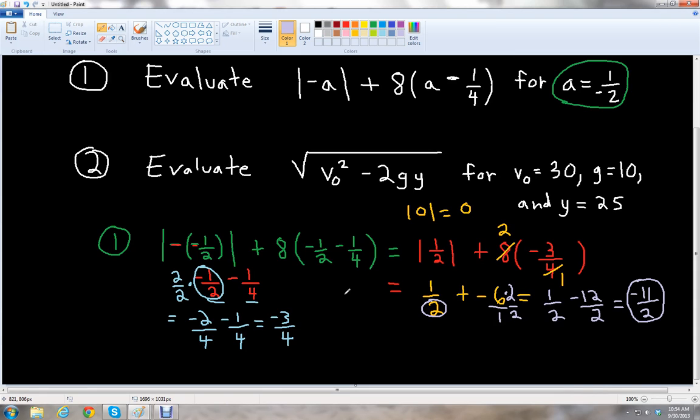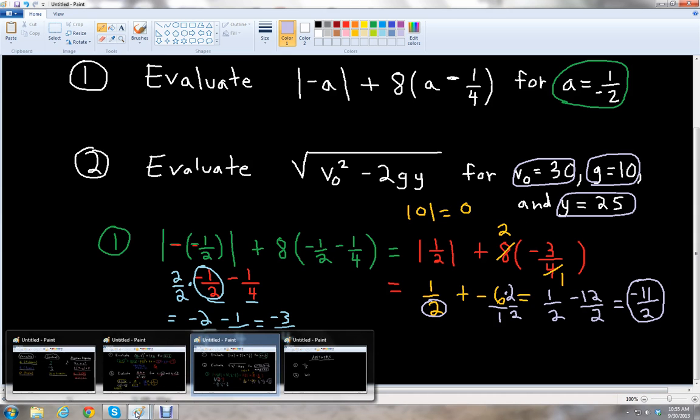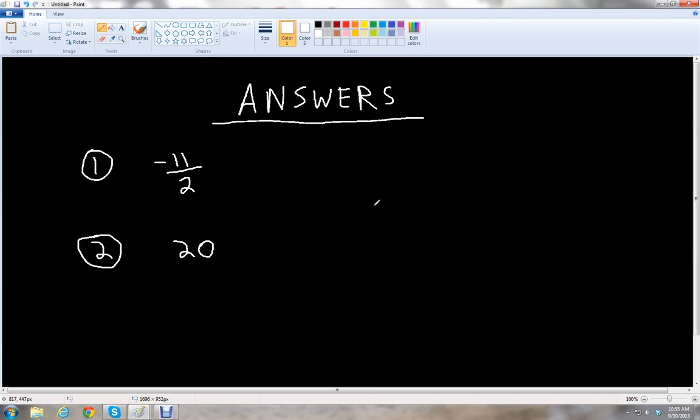Okay, so for the next problem, we want to evaluate the square root of v naught squared minus 2gy for v naught equals 30, g equals 10, and y equals 25. So what we're going to do is go to the next board with the answers. Let's evaluate this expression and see how they got the answer here.